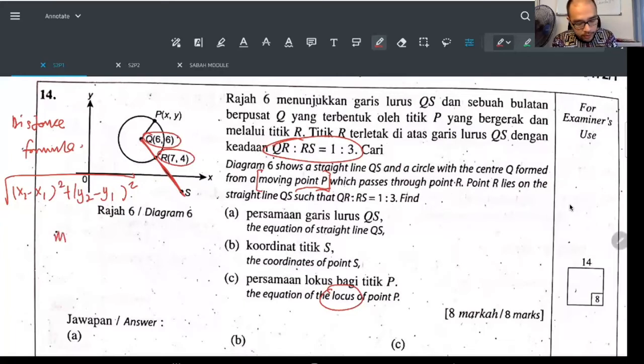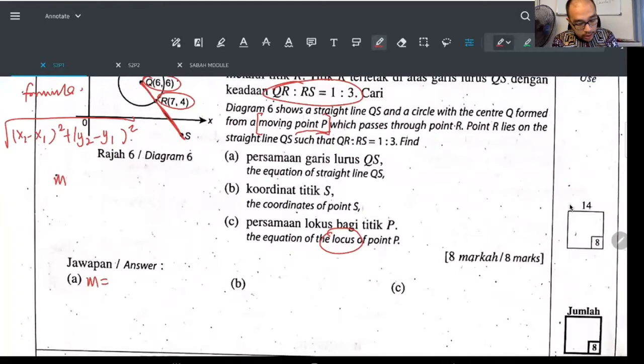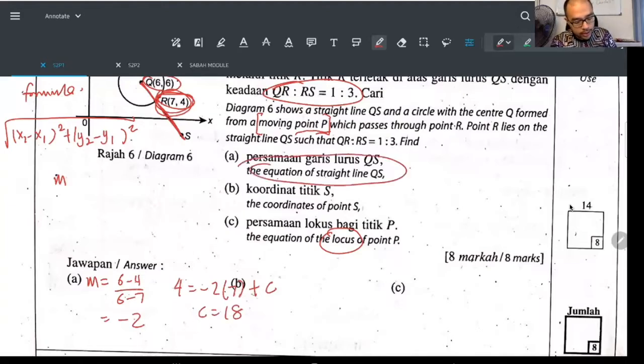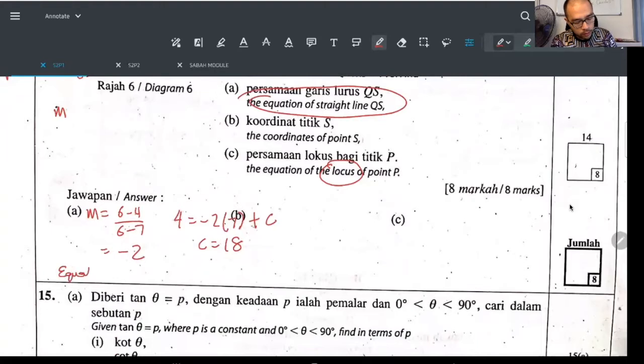So the gradient is 6 minus 4 over 6 minus 7. You will get negative 2. And then use the point. I'm going to use the R point just because I like the letter R. So 4 equals negative 2 times 7 plus C. You can find the value of C. This is a very standard step. So you find C equals 18. And so you find that the equation of QS is y equals negative 2x plus 18.